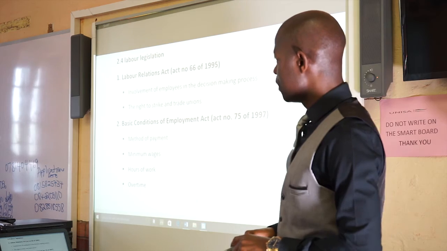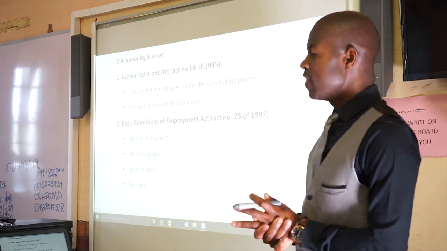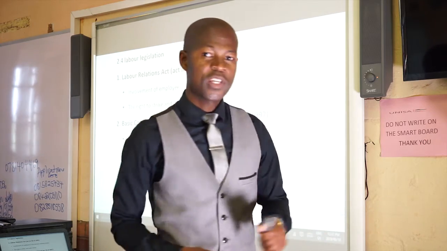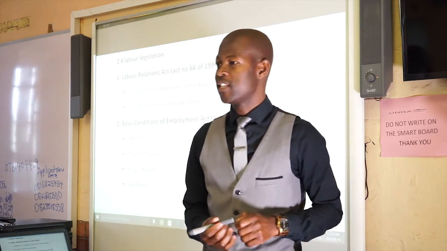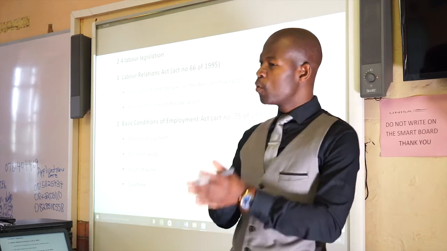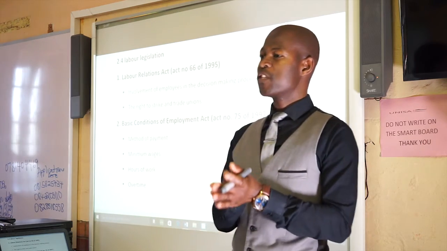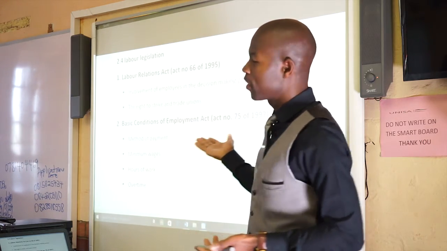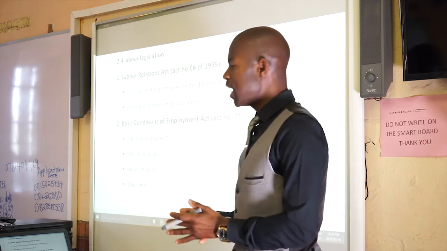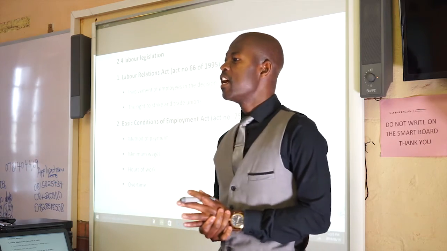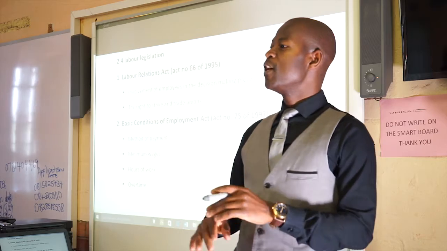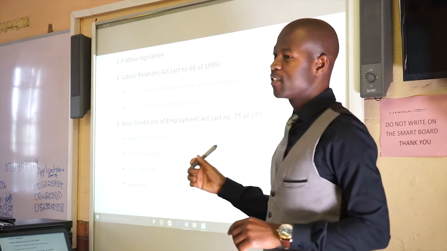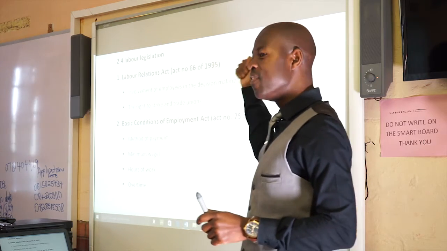The first one is the Labor Relations Act. That is Act number 66 of 1995. We need to encourage our learners to include the correct year. Because if you say it's Labor Relations Act number 55 of 1997, then you are wrong. So they need to have the correct act number and also the correct year. Or else they need not put in the year. They might just say Labor Relations Act rather than putting the wrong act number and the wrong year.